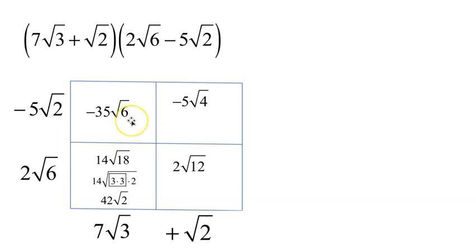Nothing I can do with root 6. Root 6 is 2 times 3. Nothing is going to simplify. But obviously 4 is 2 times 2. Root 4 is 2. Negative 5 times 2 is negative 10.